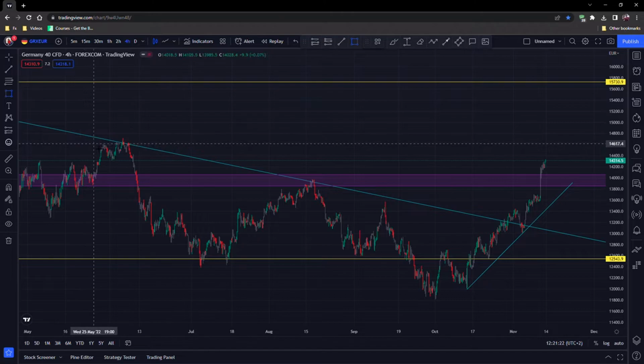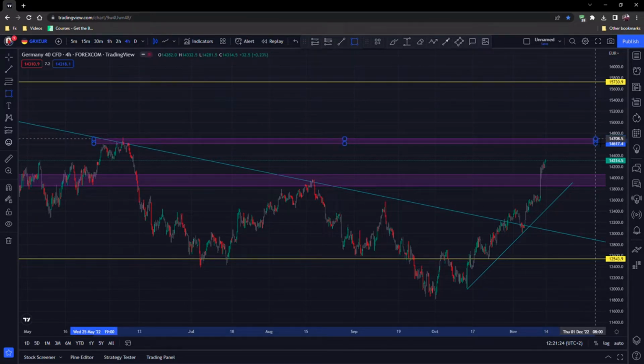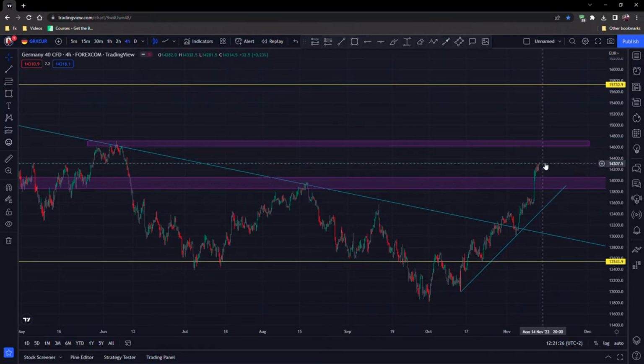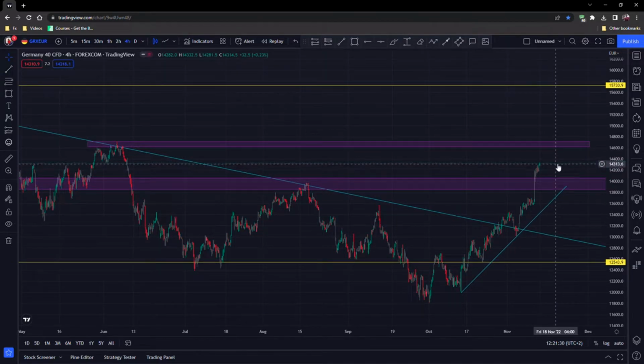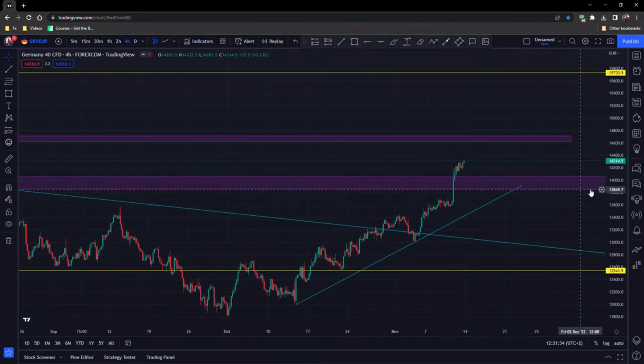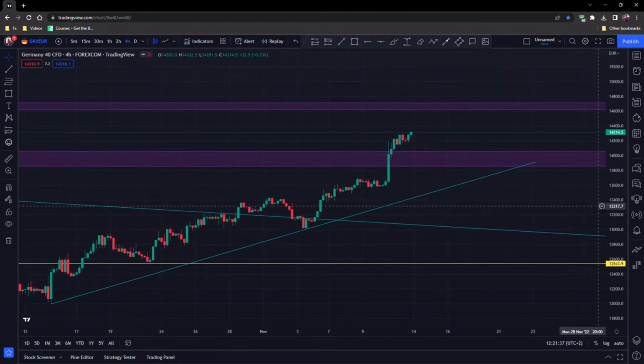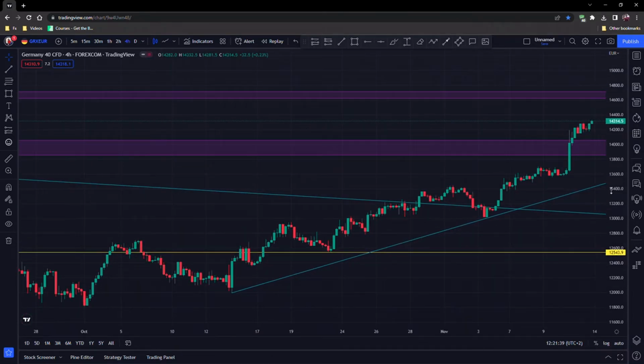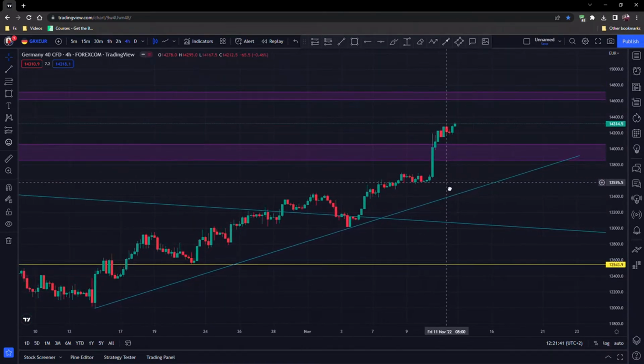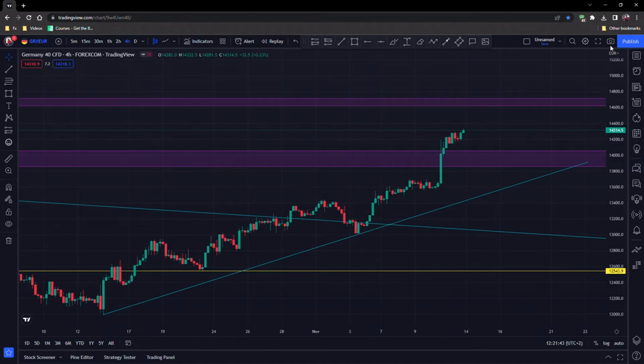But we can also see that this area right here is the area of resistance. So the market might shoot up and give us a retest right there, and then we'll be looking for what the market will do. But yeah, that's gonna be it for GER40. That's gonna be our analysis for GER40. For the week, we'll just be on the lookout for it as the market opens.